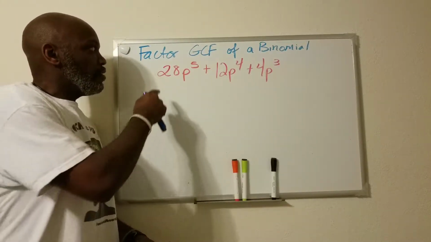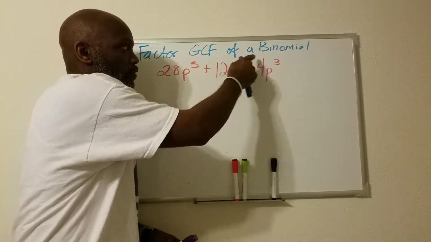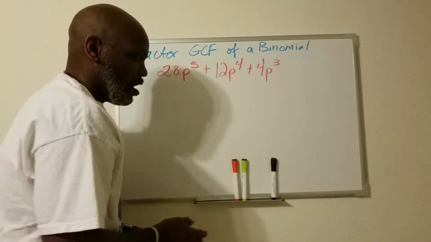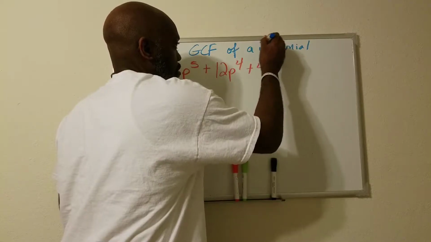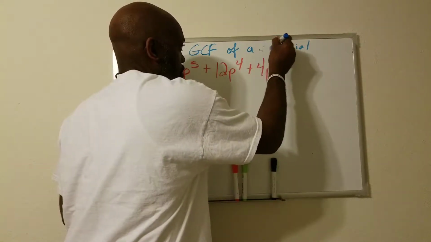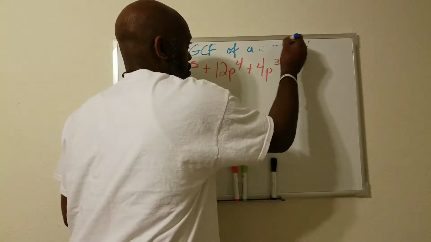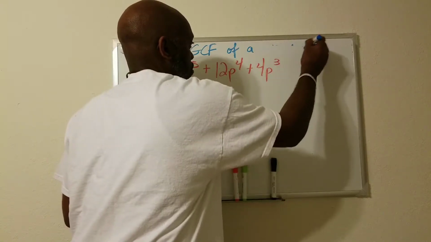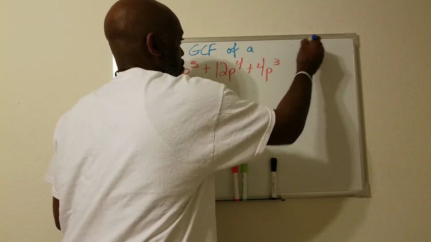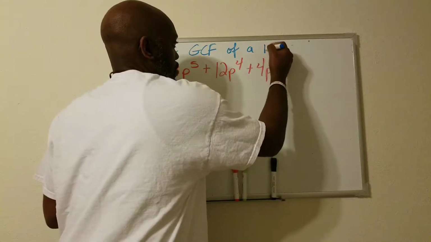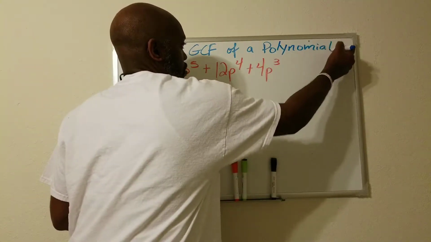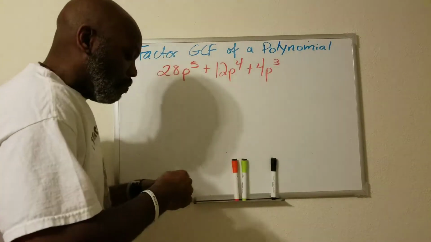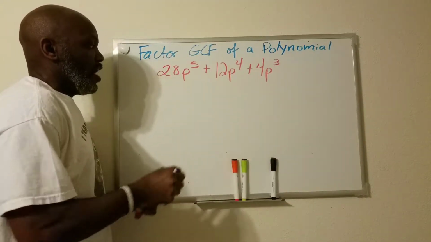I'm back at factoring the greatest common factor of a binomial. Well, in this case, it's not a binomial, okay? It is a trinomial. But to keep everything consistent, we go with polynomial. So we have three terms.